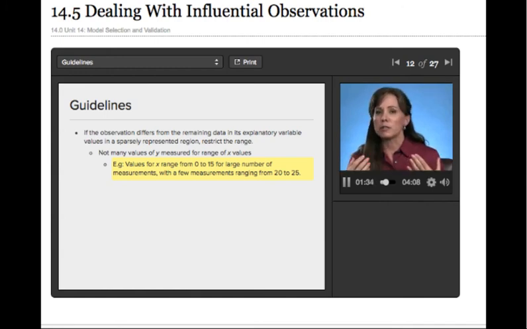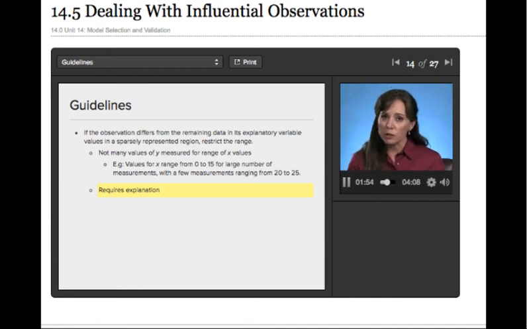We might want to just restrict the range of the analysis in that case, because that small number of points out in a different range are going to affect the linear regression. So by restricting the range, we get rid of the influence of those points. But again, when we write up the results, we have to tell the individuals that we restricted the range of the study and why we restricted the range of the x variables.